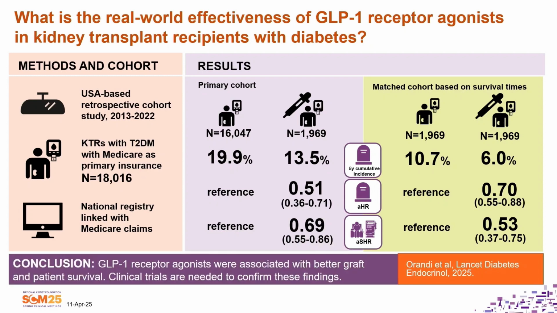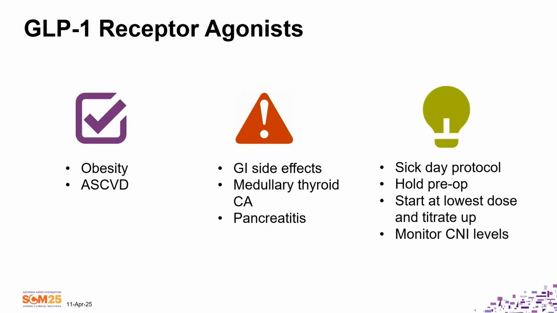So the conclusion of the study is that GLP-1 receptor agonists were associated with better graft and patient survival, and clinical trials are needed to confirm these findings. So just to summarize my take on GLP-1 RAs, I think definitely consider it for folks who have obesity and atherosclerotic cardiovascular disease. You have to be careful about the GI side effects, monitoring for that.